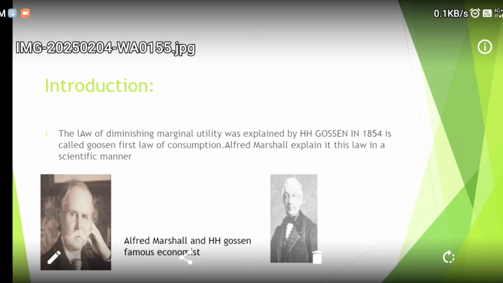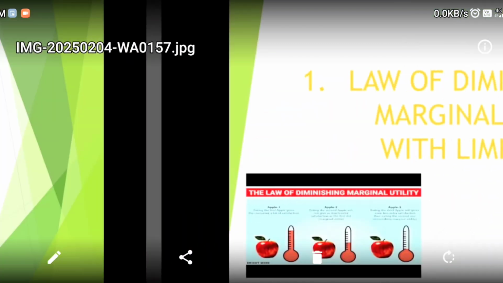The law of diminishing marginal utility was explained by H.H. Gossen in 1854. It is called the first law of consumption. Alfred Marshall explained this law in a scientific manner. This is the first introduction of this topic.